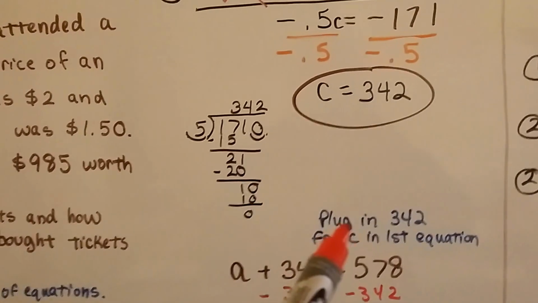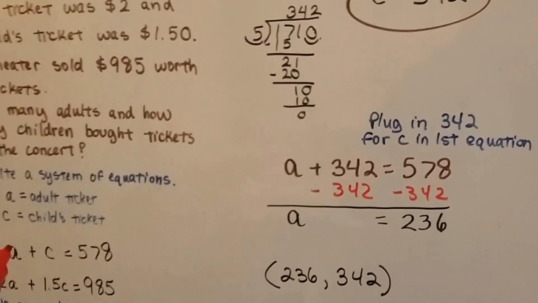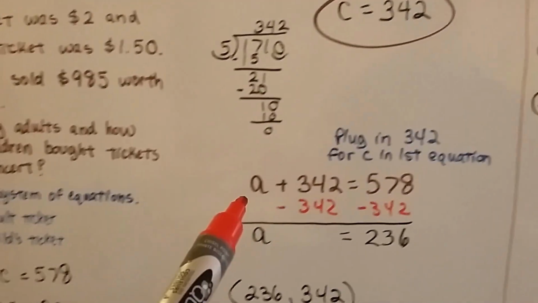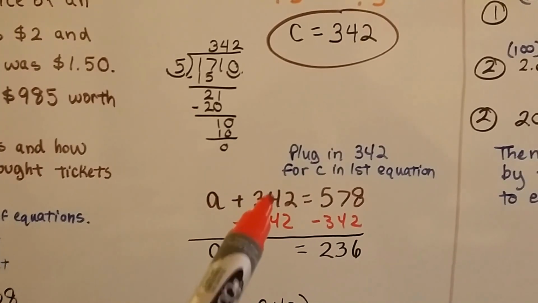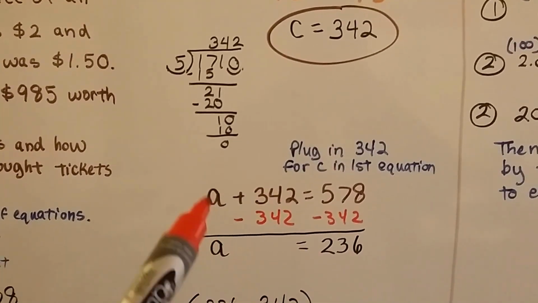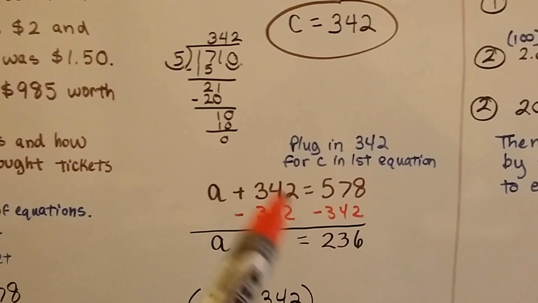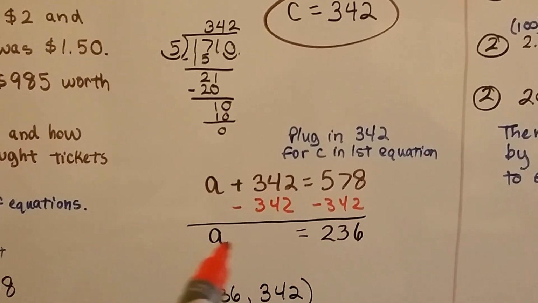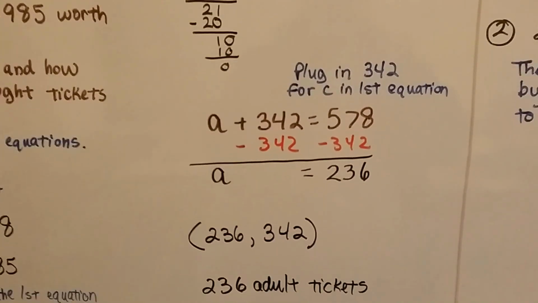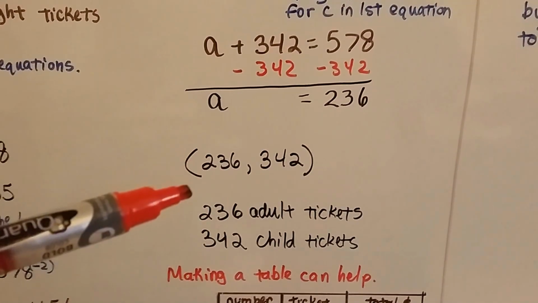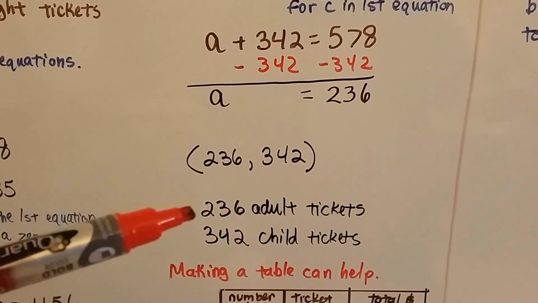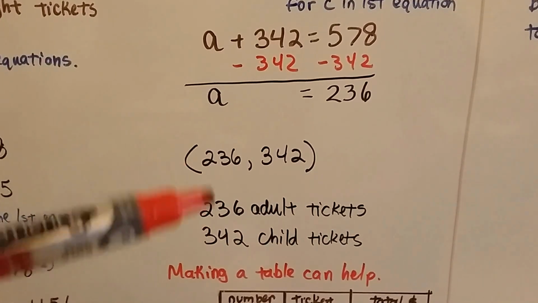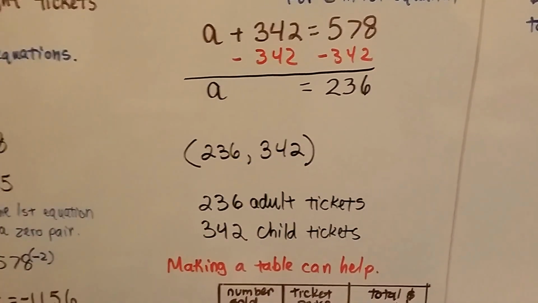So now we can plug in the 342 into this first equation, A plus C equals 578. And there's the 342 in place of the C. A plus 342 equals 578. We take away 342 from each side, and we find out that the adult tickets were 236. So there were 236 adult tickets and 342 child tickets. When you add this together, it totals 578.